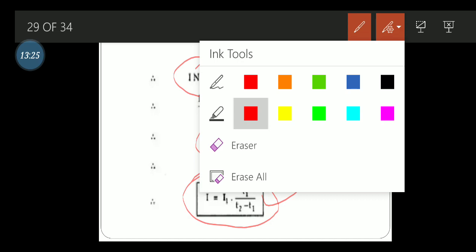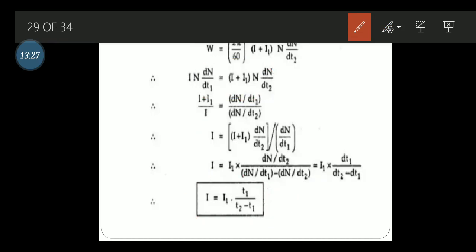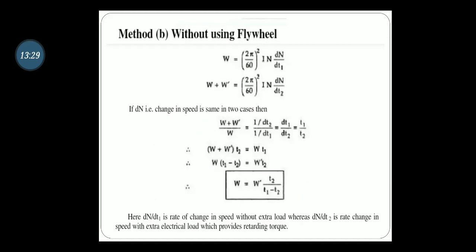So now, without the flywheel, if the flywheel is not used, in that case the inertia is eliminated here. How will the inertia be eliminated? If the flywheel is not added, we can get two rotational losses. One rotational loss is what?